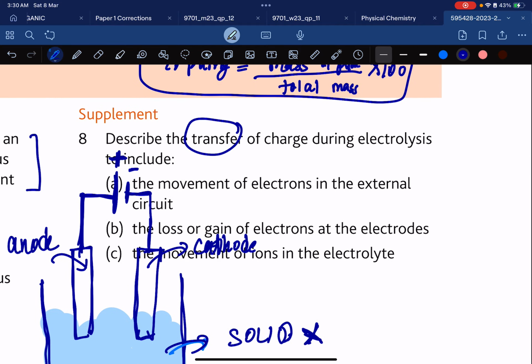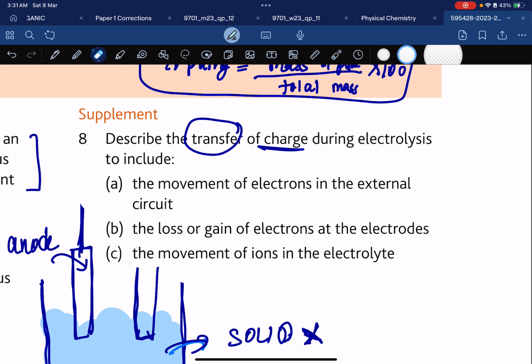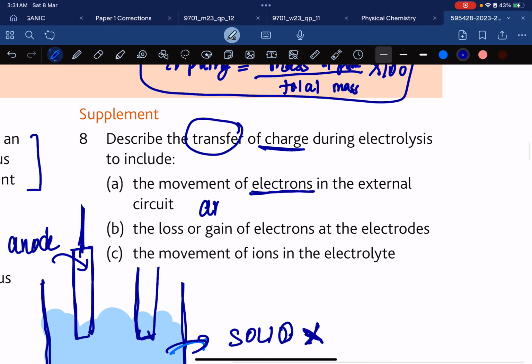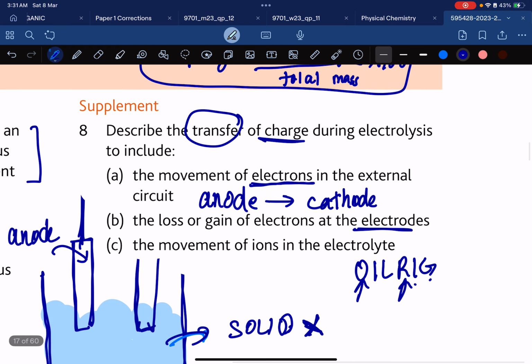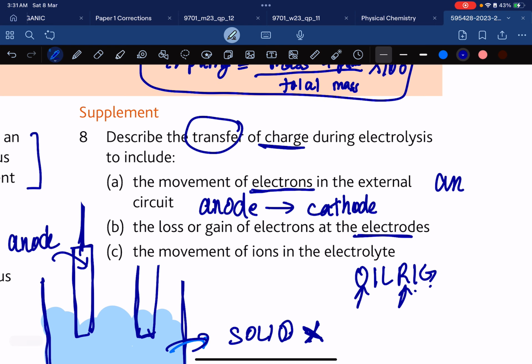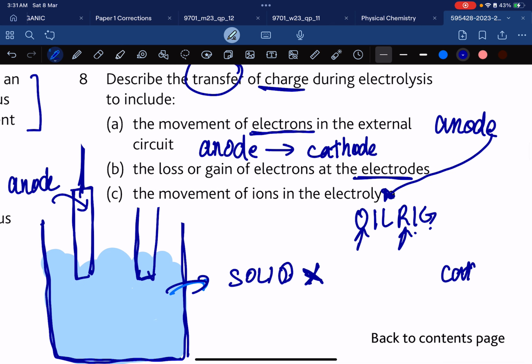Describe the transfer of charge during electrolysis to include the movement of electrons in the external circuit. In the external circuit, electrons move from the anode to the cathode, and the loss or gain of electrons at the electrode. So basically you can remember this using OIL RIG, which is oxidation is loss and reduction is gain. So oxidation is loss of electrons and reduction is gain of electrons. So at the anode is where oxidation occurs, so electrons are lost at the anode, and the cathode is where reduction occurs, so at the cathode electrons are gained.